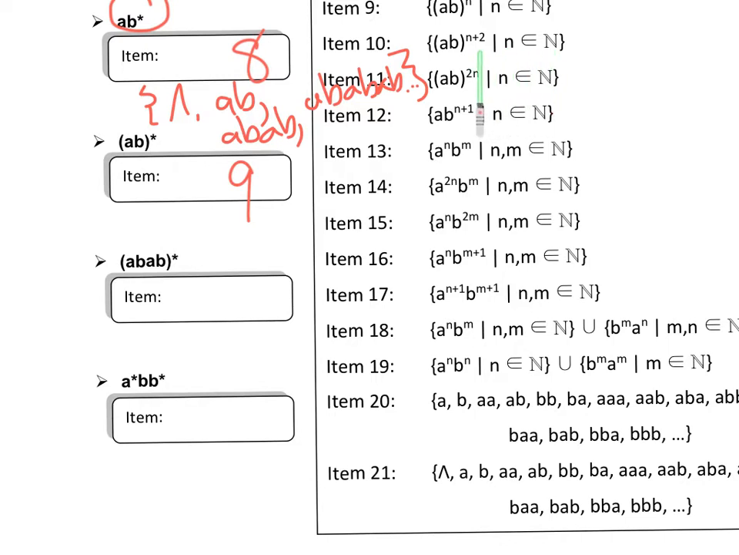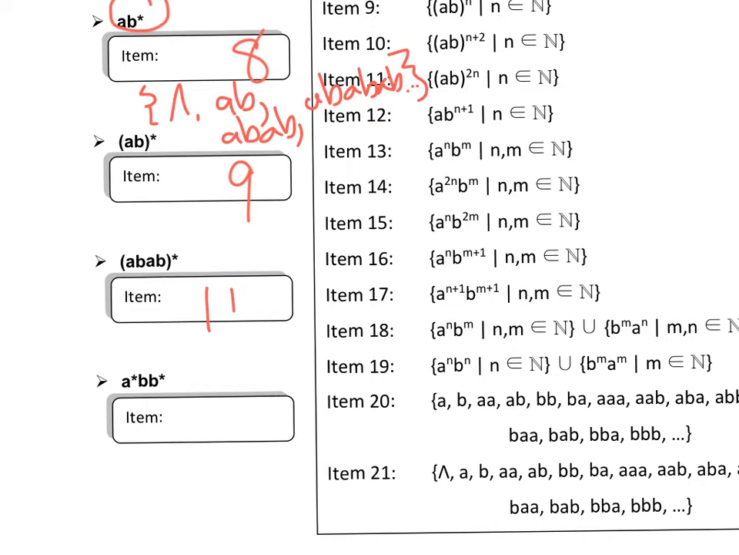Well, if n is 1, then n plus 2 is 3. So this is for 2 of them, 3 of them, 4 of them, 5 of them, and so on. But for this one, if n is 0, then we have 0 copies of this AB. If n is 1, then we have 2 copies of this AB, which is really ABAB. If n is 2, we have 4 copies of the AB. So it looks like item 11 is our choice.